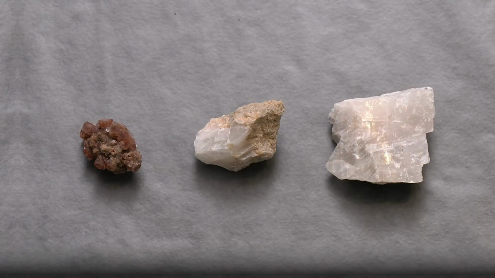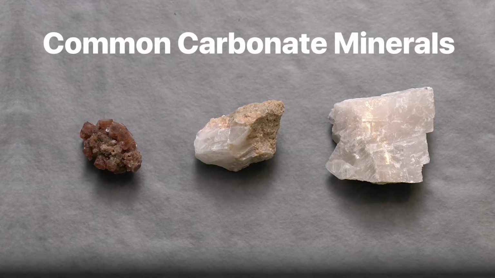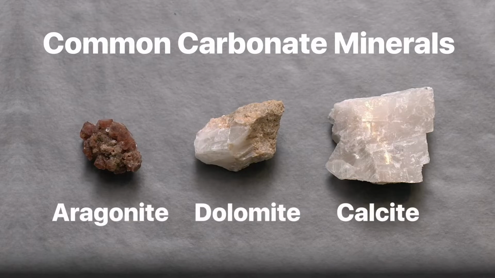Let's learn about how we can use hydrochloric acid to help us identify rocks and minerals. If a rock or mineral contains carbonate, also known as a CO3 ion, it will have a chemical reaction with acids, releasing carbon dioxide gas. This will cause the sample to appear to bubble upon contact with the acid.